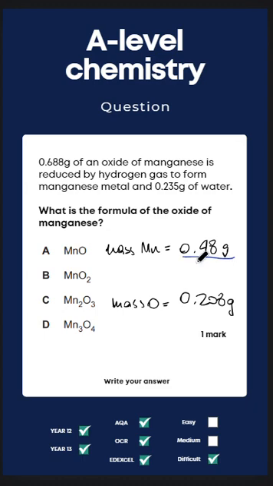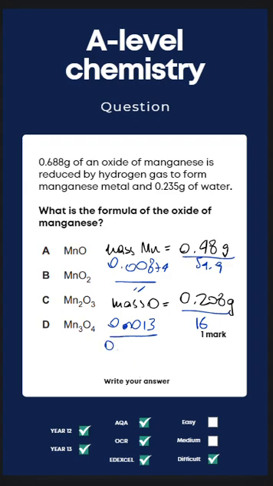If we divide this by the Mr of manganese, which is 54.9, and this by 16, which is the mass of oxygen, we get the moles, which are 0.00874 moles and 0.013 moles. Of course, we divide each by the smallest number, which is 0.00874, and we will get the ratio.